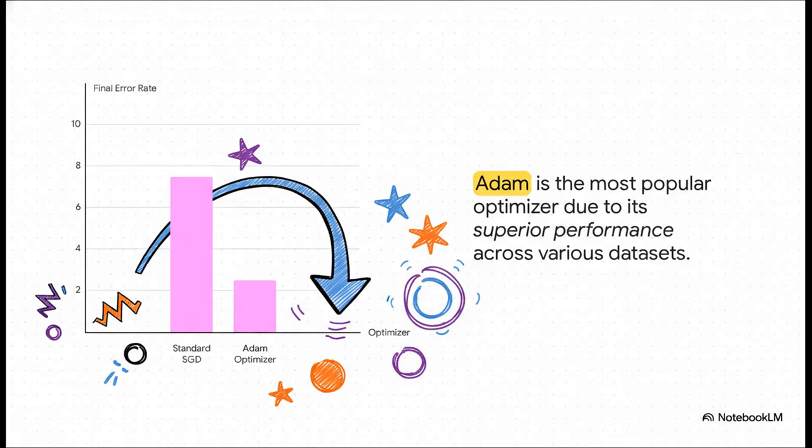And the results really speak for themselves. Because of this adaptive approach, ADAM doesn't just get to a solution way faster than the standard methods. It often finds a better solution, a point of even lower error in the end. There's a reason it's pretty much the default choice for everyone these days.